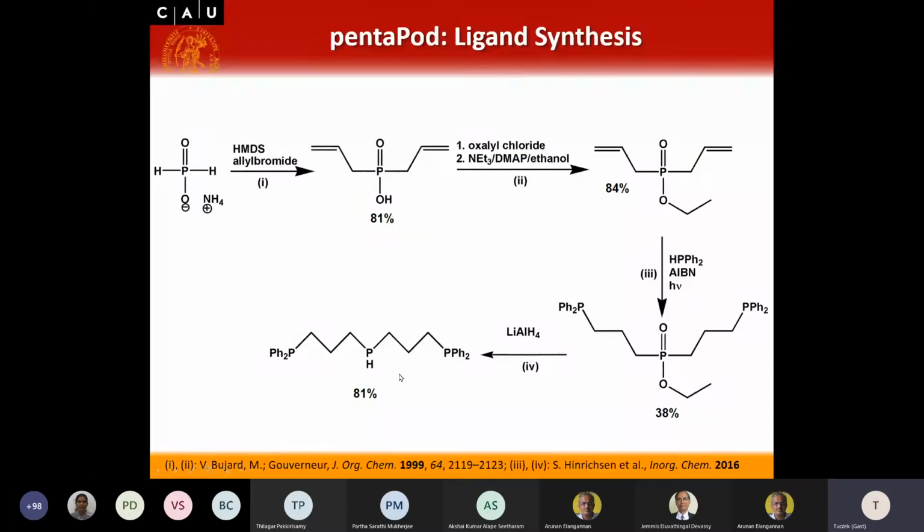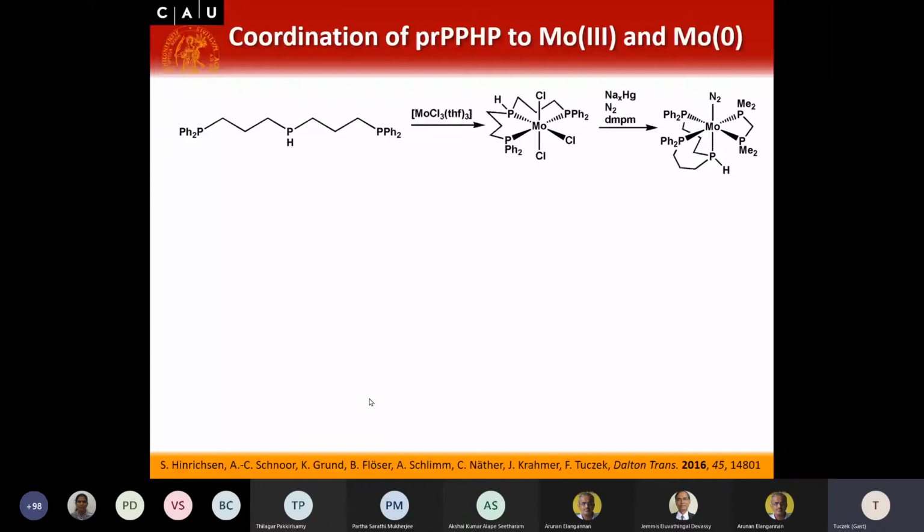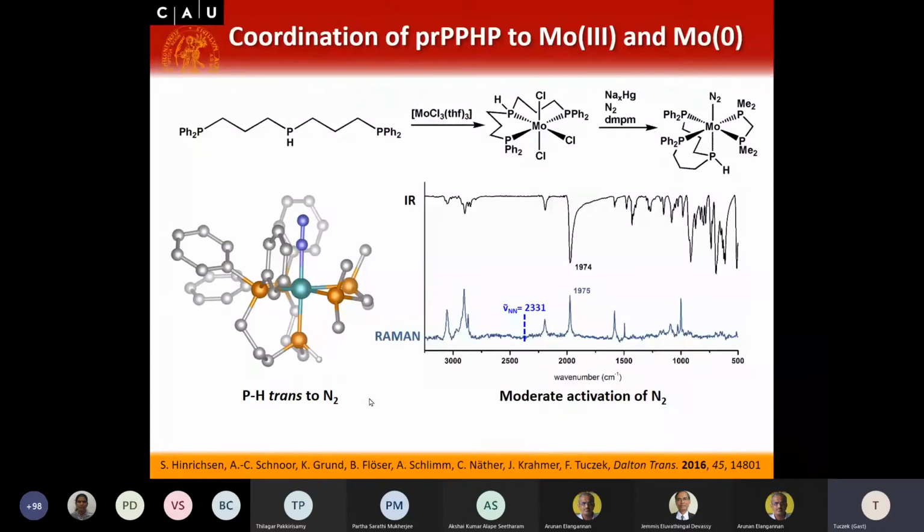Yeah, here you see the synthesis of this pentapod ligand. So we basically started here with this diallyl phosphinic acid ester, which we phosphonated in a radical reaction, and reduction leads to this propyl PPHP ligand, which we also used as a tridentate ligand to make a dinitrogen complex. Here you see this dinitrogen complex.